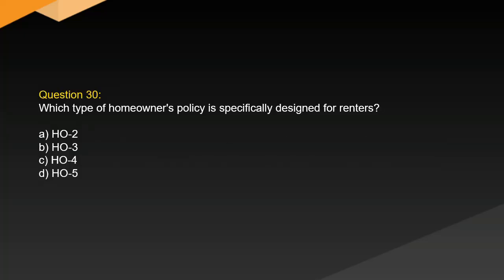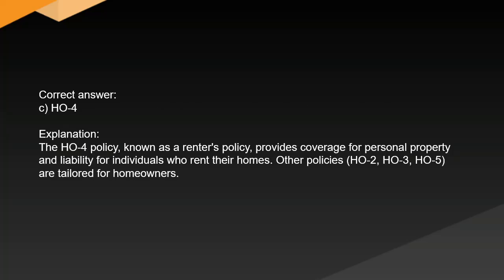Question 30. Which type of homeowner's policy is specifically designed for renters? A, HA2. B, HA3. C, HA4. D, HA5. Correct answer: C, HA4. Explanation: The HA4 policy, known as a renter's policy, provides coverage for personal property and liability for individuals who rent their homes. Other policies, HA2, HA3, HA5, are tailored for homeowners.